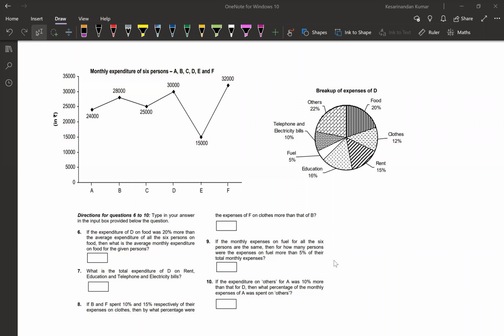Ashwik, have you understood the question? Yeah. Okay. If at any point of time anybody does not understand any part of the question, do ask me.